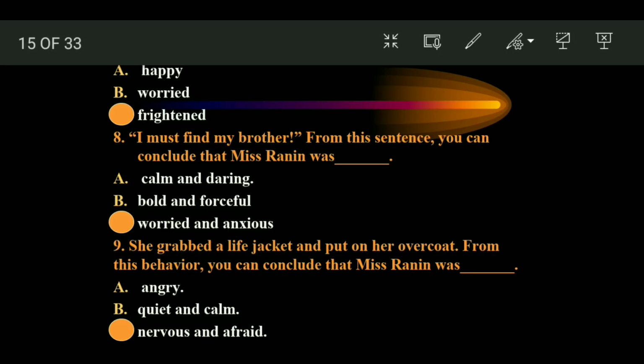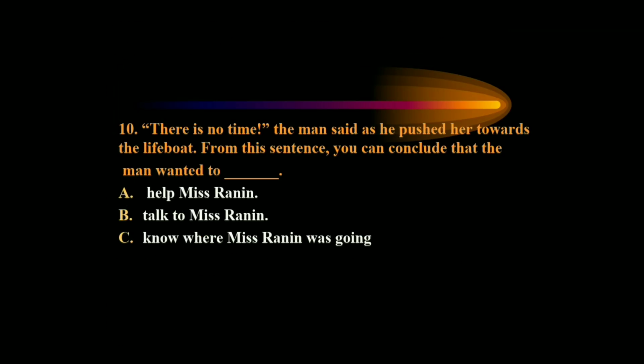And the next one, the last question rather. "There is no time," the man said as he pushed her towards the lifeboat. So from this sentence, you can conclude that the man wanted to A, help Miss Renine, B, talk to Miss Renine, or letter C, know where Miss Renine was going. So what's your answer? Yes, the correct answer is letter A. He wants to help Miss Renine.